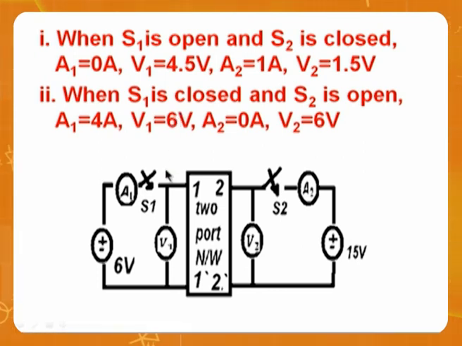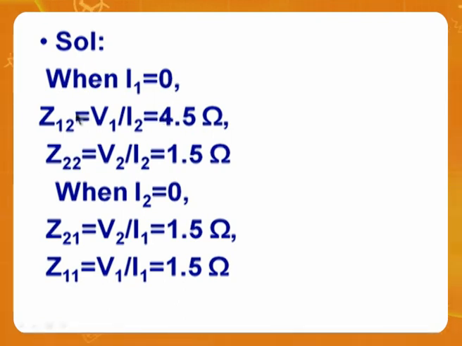So instead of calculating from the circuit, now you are going to calculate the parameters. If you calculate like this, put I1 0, Z12, Z22. Put I2 0, Z21 is V2 by I1, 1.5. Z11 is also V1 by I1, 1.5. Now if you see the matrix form, the option given is C, that is 1.5, 4.5, 1.5, 1.5. You don't need to substitute I1 0, I2 0. He has already substituted them using the switching.